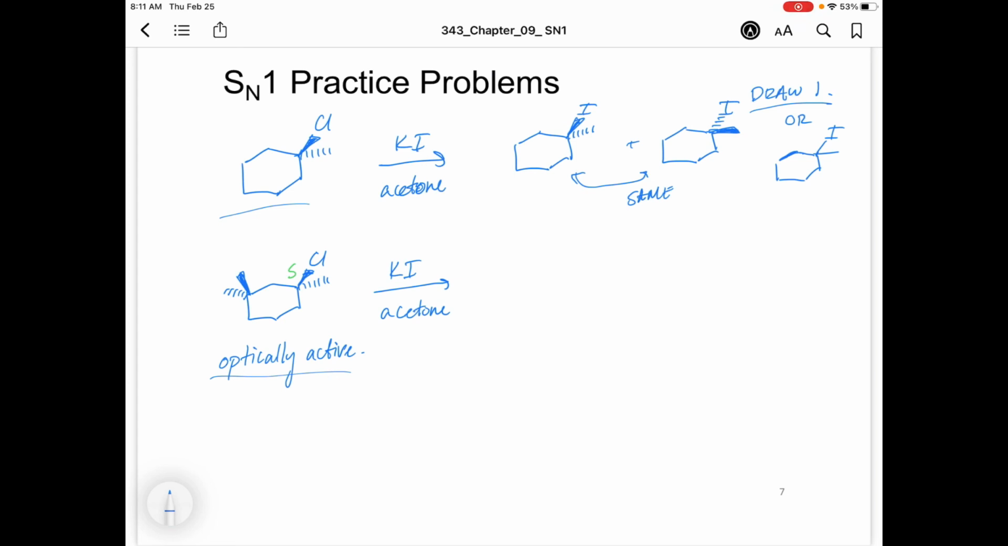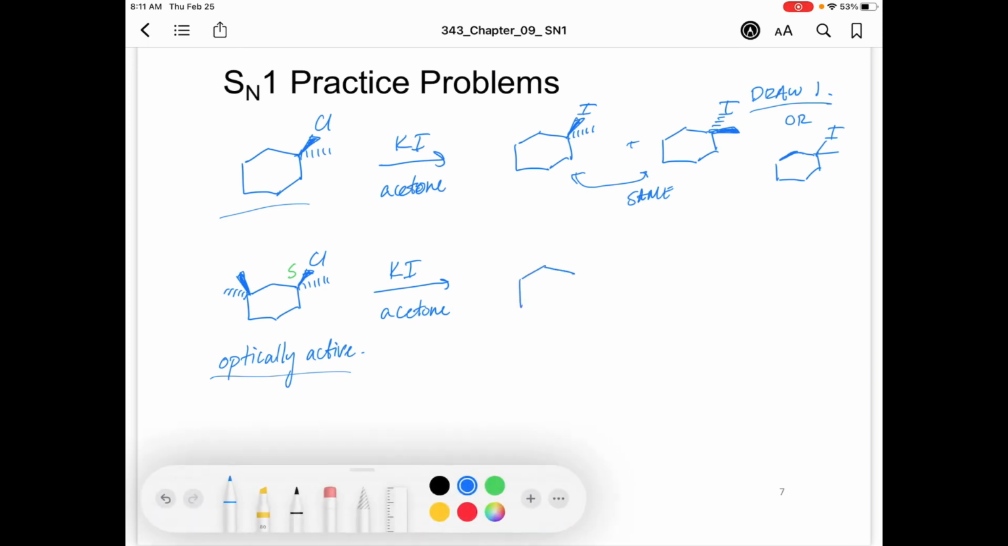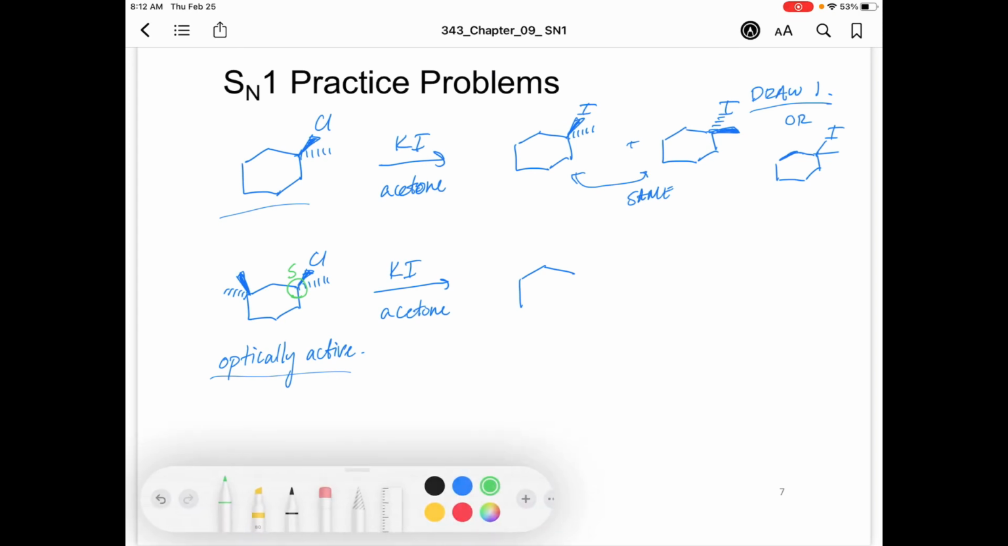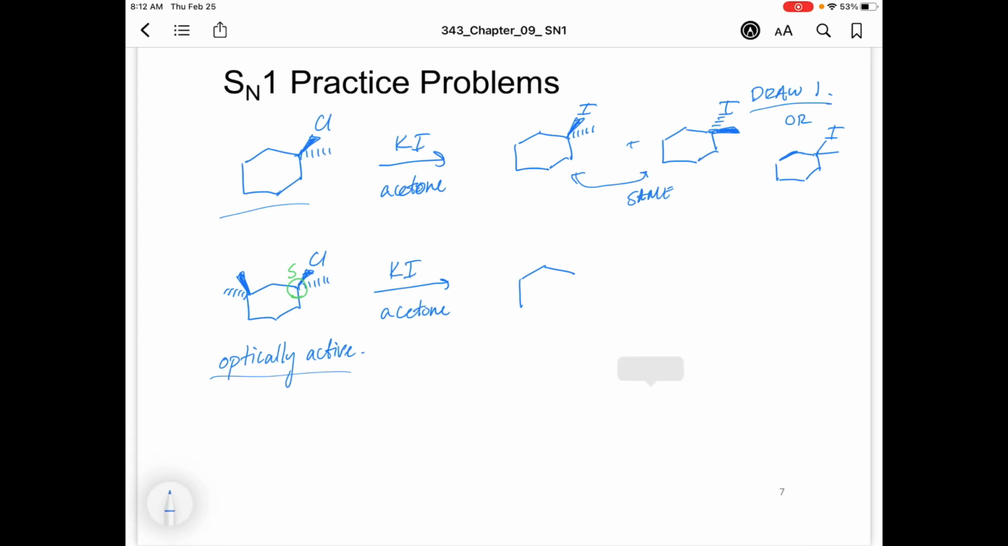When it's optically active, we talked about how this rotates light. And that means that the S enantiomer is in excess, okay? This is the one that predominates. So when we draw our product from this, we don't get just one product. Remember, we're going through a transition state here, and then we make this intermediate that's a carbocation. And that carbocation can be attacked from the top or the bottom. So the carbon I've circled in green is the one that's going to change.